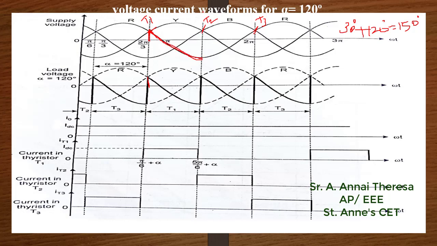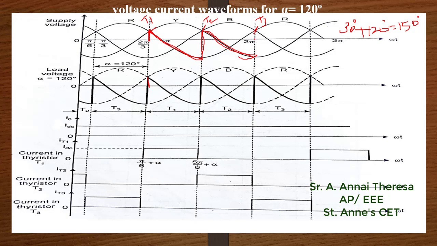Then at this point we have triggered T2. So T2 is connected with Y phase. Okay, so the Y phase voltage will appear across the load. This is the Y phase voltage. Okay, so this is the Y phase voltage. You see here the same thing which I am drawing, the same output is here.